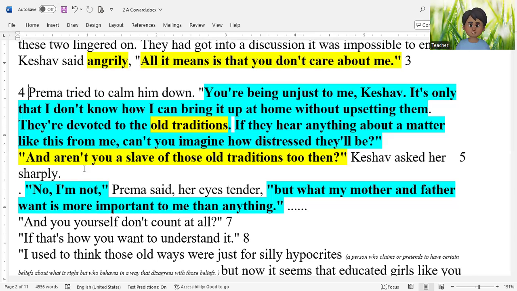"And aren't you a slave of those old traditions too then?" Now Keshav makes a second charge. He says that, oh, you are the slave of the caste system, old traditions. So do you realize, in your notebook, note down if necessary, under the heading conflict, there is a conflict between the old traditions in this story and new values. Who follows old tradition? Prema's parents follow old traditions, and Prema also follows old tradition. It's not easy for Prema to stand against the old tradition.